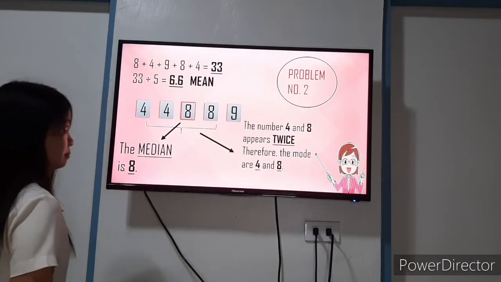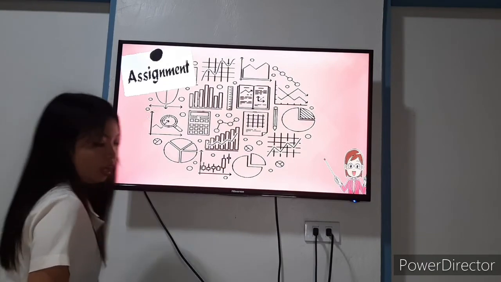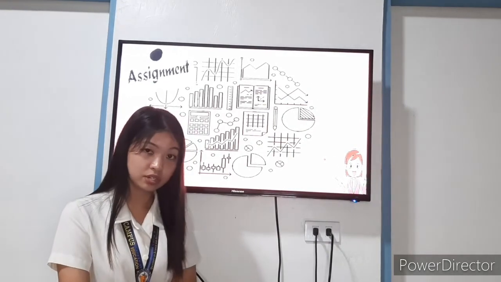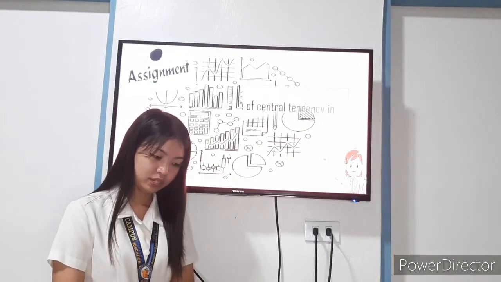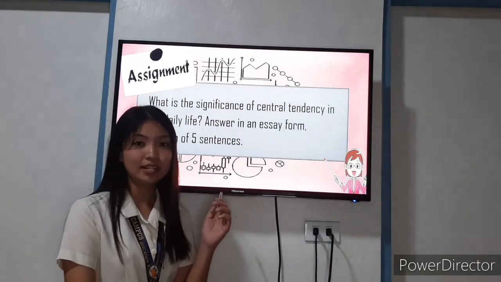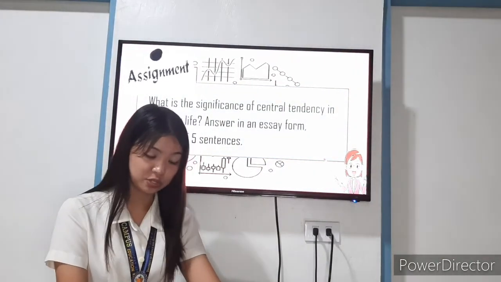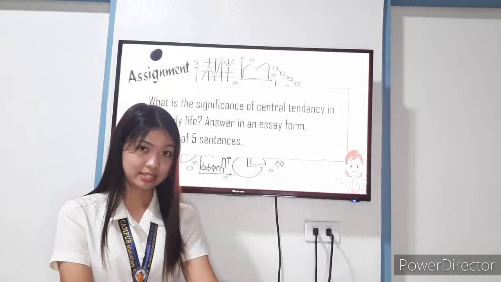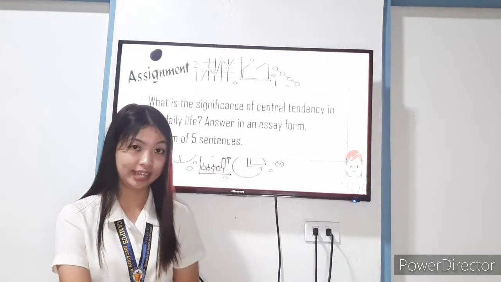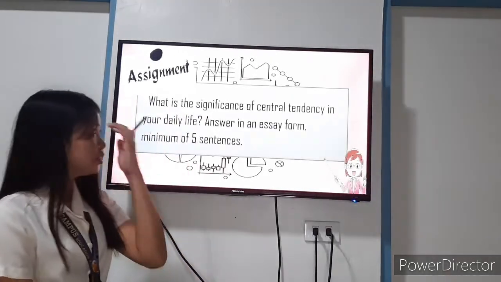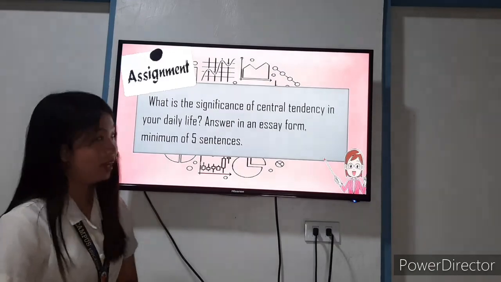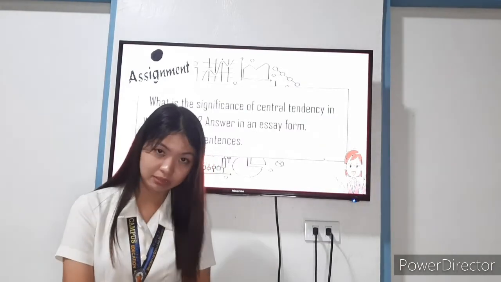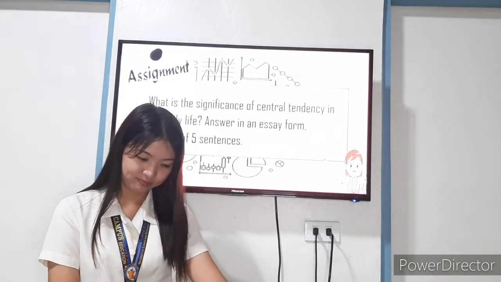Let us have some assignment. Read this assignment while I'm recording your score in our previous activity. Take note that I already sent it into our Google Classroom, and it will be submitted tomorrow at exactly 10 p.m. or 10 a.m. rather. So your assignment is, what is the significance of central tendency in your daily life? You will answer it in essay form, minimum of 5 sentences. Okay?